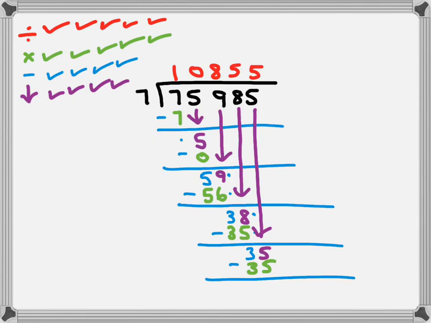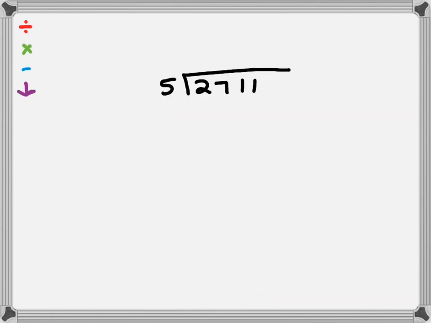35 minus 35. Let's do it the old-fashioned way. 5 minus 5 is nothing, and 3 minus 3 is nothing. So the answer here is 0. We have no remainder because here we have 0 as an answer. So we have a perfect solution at the top there. 7 goes into 75,985, 10,855 times.